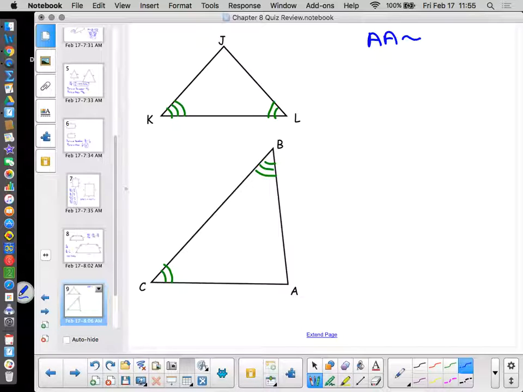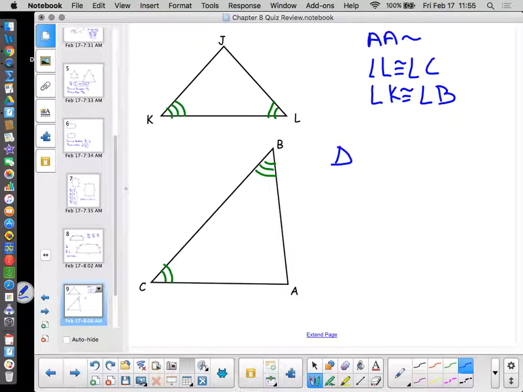Now, what I'm going to want you to do on these problems, I don't just want you to make the statement. I want you to show me what are the congruent angles that you know. Now, it's kind of obvious here because the markings tell us. It's all given. Just say angle L is congruent to angle what? C. And angle K is congruent to angle B. So we have angle similarity.